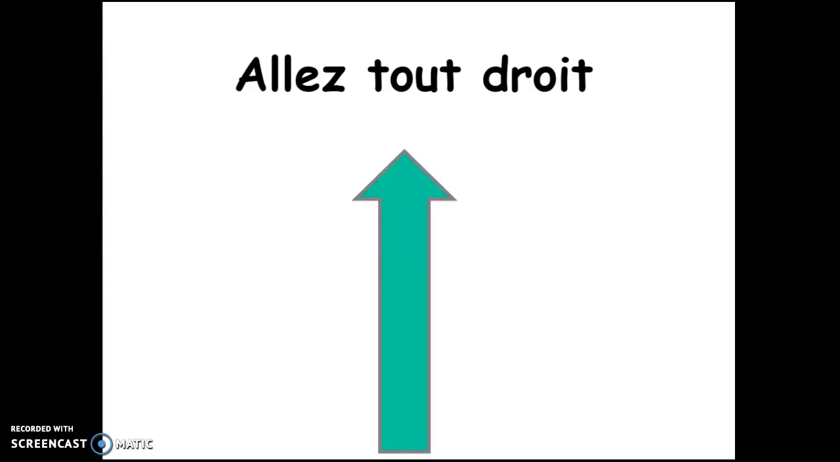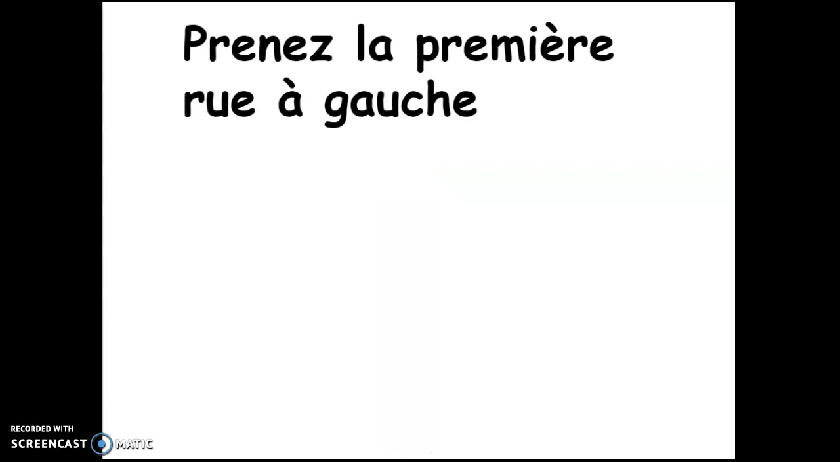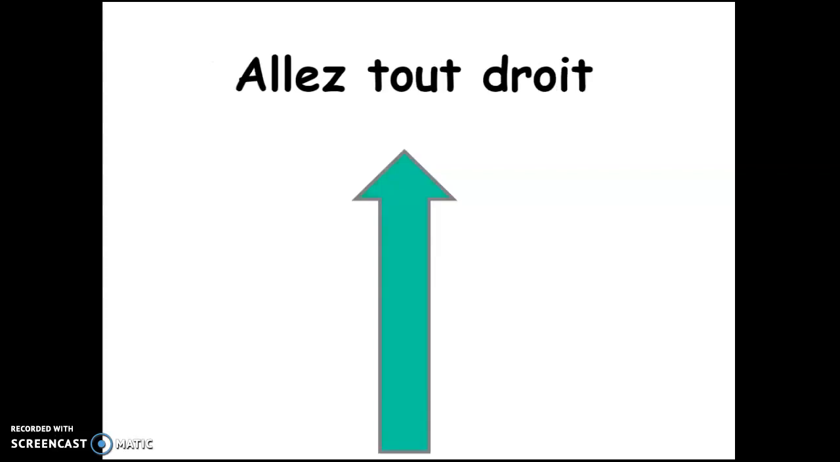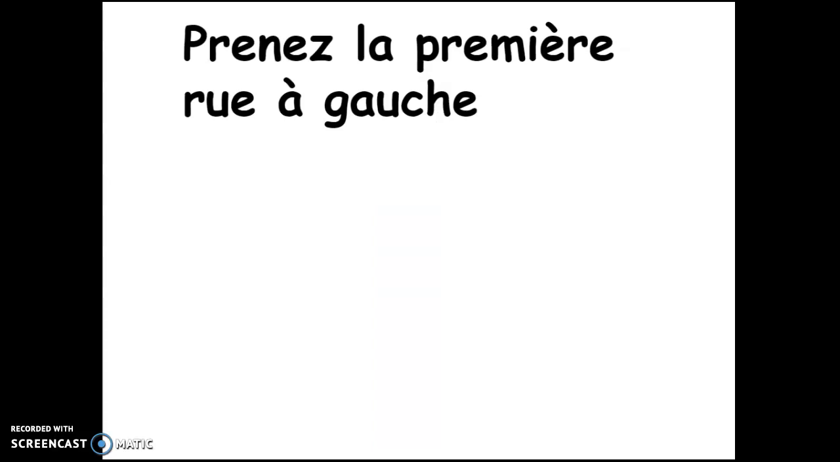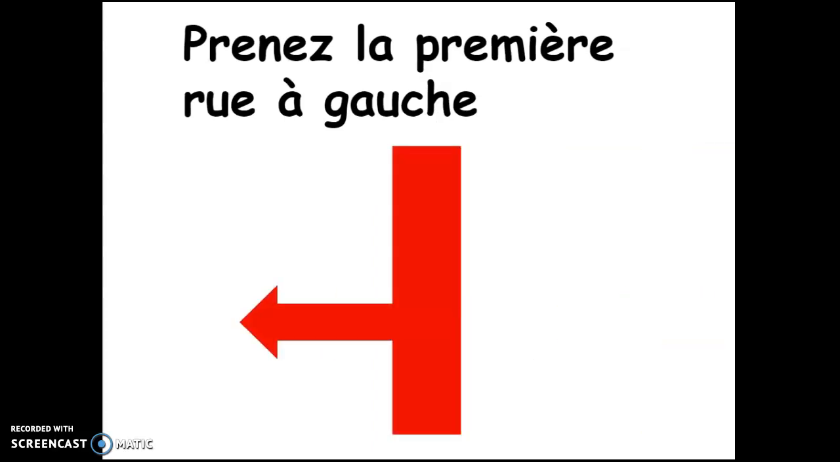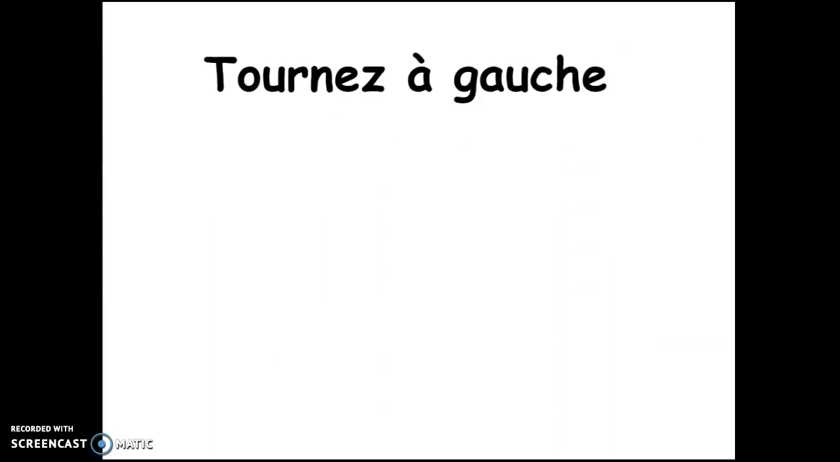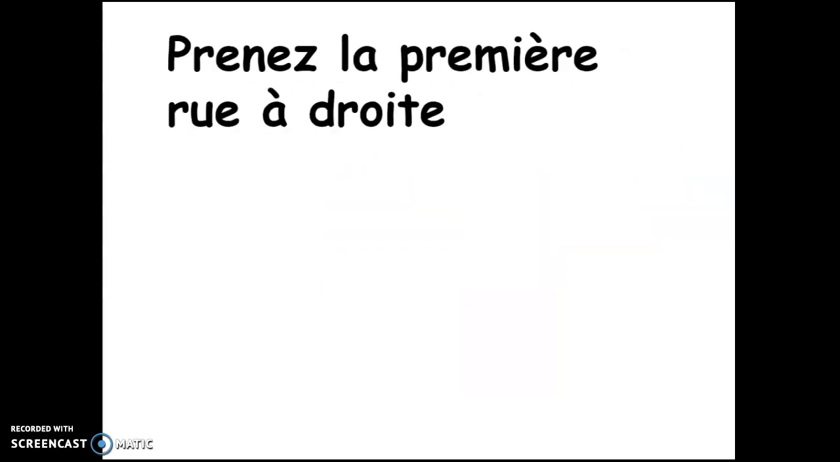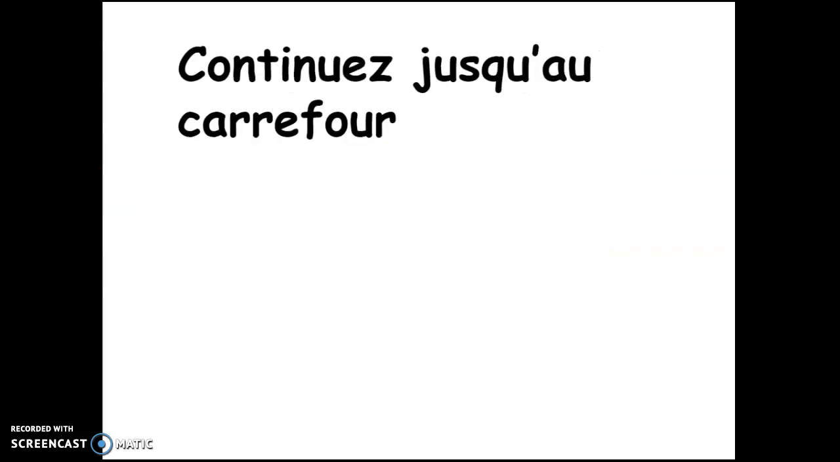These are directional things. These are going to be on your vocabulary sheet mostly. So aller tout droit is to go straight. Prenez la première rue à gauche is to take the first on the left. And then I've got little pictures here that describe tourner à gauche means to turn left, etc. We're going to go through all of those.